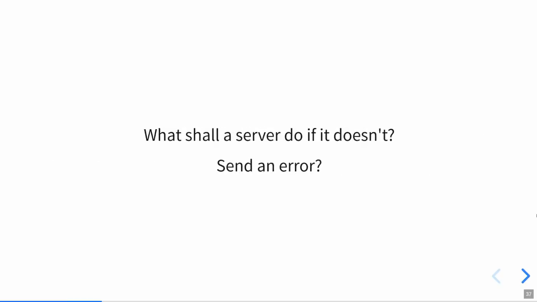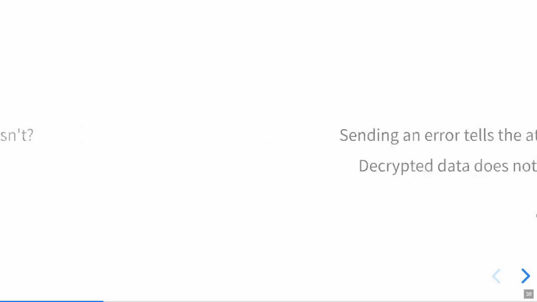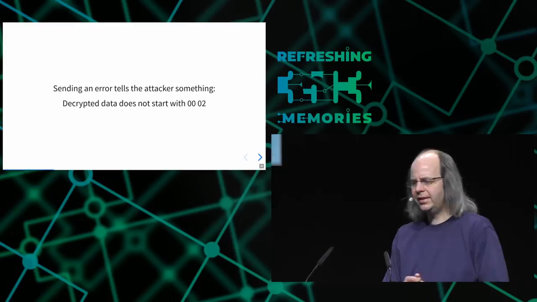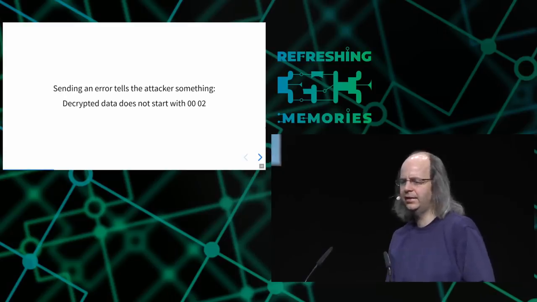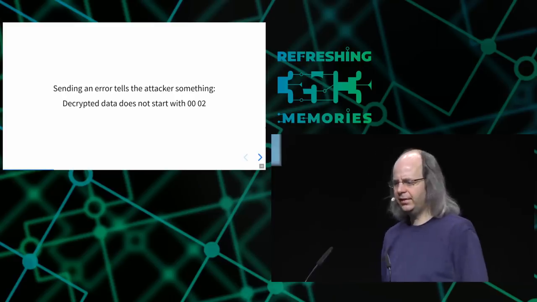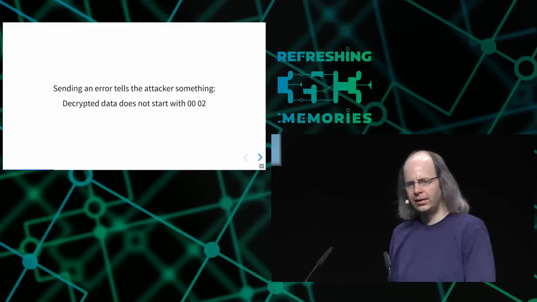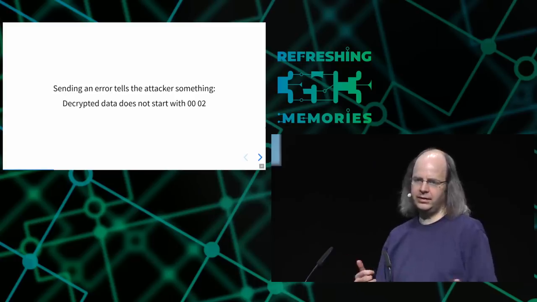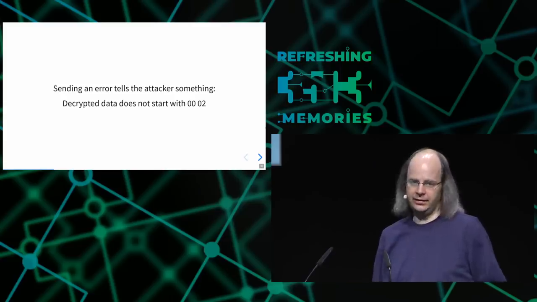So we may wonder, if we implement a TLS server and it decrypts some data from the client, and then it doesn't start with 0002, what shall it do? The naive thing would be, yeah, of course we just send an error message because something is obviously wrong here. Now, this turns out to be not such a good idea, because if we do this, we will tell the attacker something. We will tell him that the decrypted data does not start with 0002. So the attacker learns something about the interval in which the decrypted data is. Either it starts with 0002 or it doesn't.